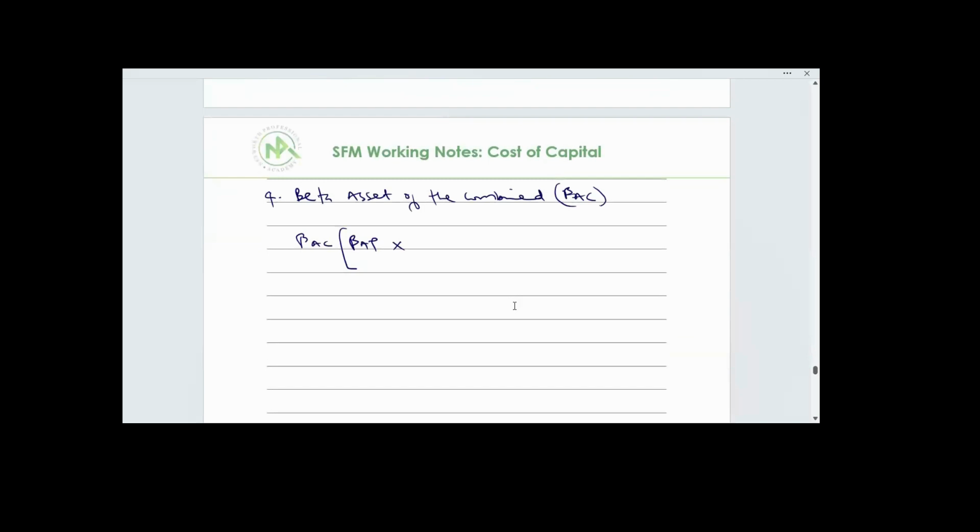So multiply by total market value of training divided by total market value of equity and debt of training and financial, plus beta asset of financial multiplied by total market value of financial divided by total market value of training and financial. Okay.